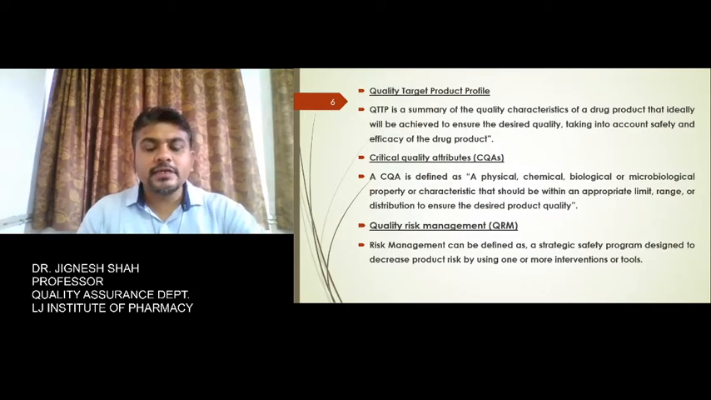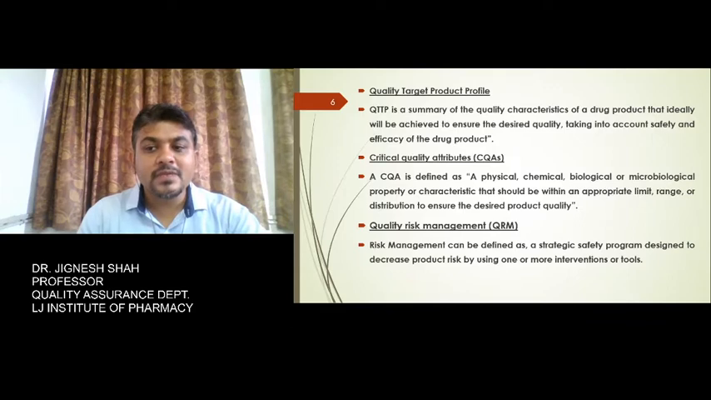Now, moving towards detailed discussion about the key elements of QBD, the first point is quality target product profile. First of all, whenever a new product is being developed, it is always necessary to identify the quality target of that particular product. QTPP, that is quality target product profile, is a summary of quality characteristics of a drug product that ideally will be achieved to ensure the desired quality.